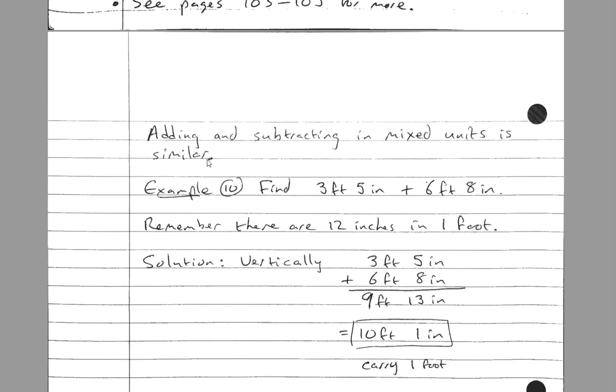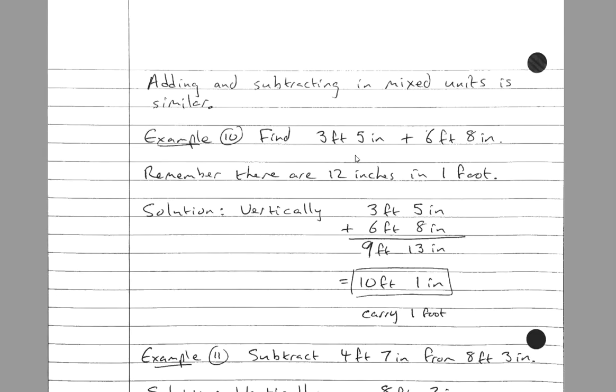And for mixed units, it's the same idea. So how about feet and inches? Suppose you had something that was 3 feet 5 inches long, and you're adding that to something 6 feet 8 inches long. So what's the total length? So add these two lengths together. Maybe you're measuring something in your apartment or in a house. Just remember there are 12 inches in 1 foot.